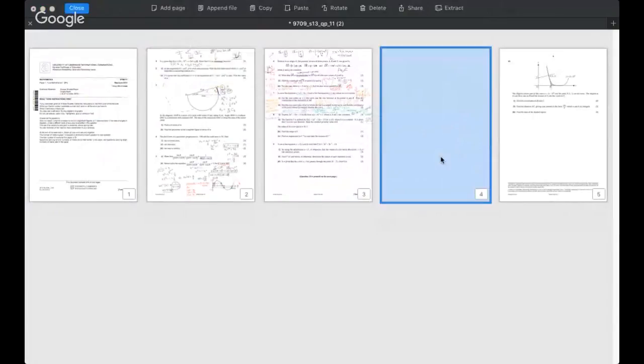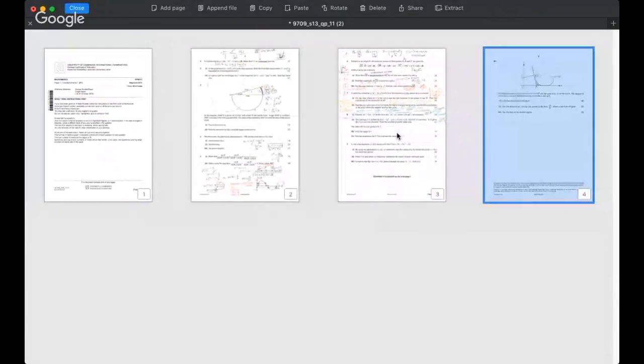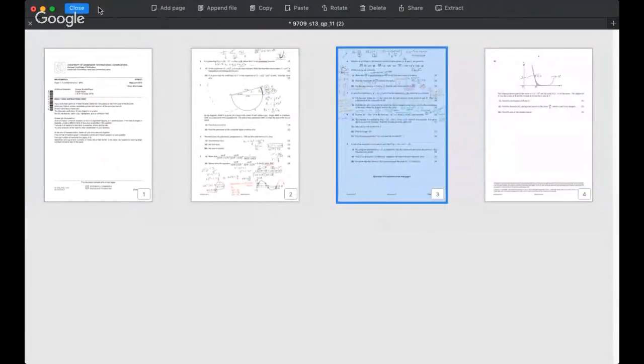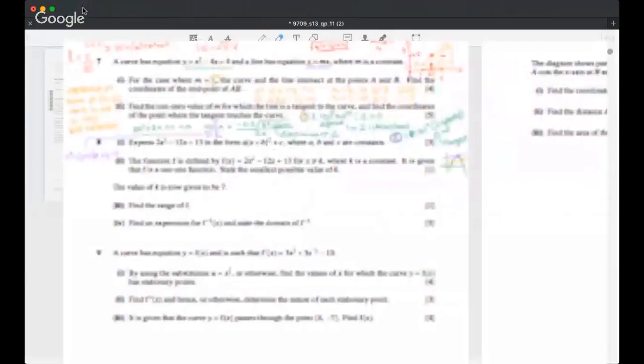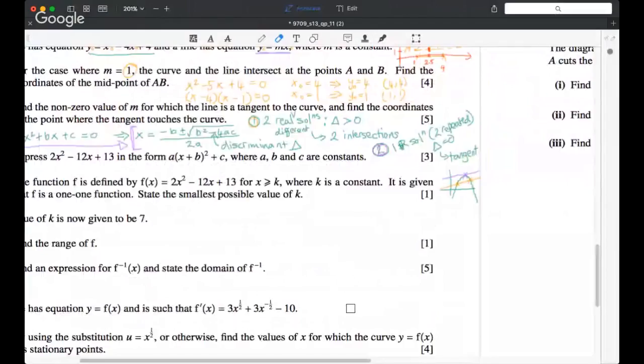Let's go back to this and delete that. Delete that page, back to here. Close. And that's why we'll test and see what people think.